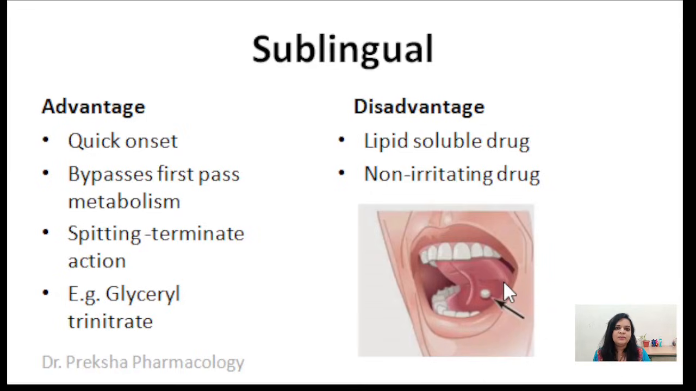And suppose the patient has taken 5 mg of glyceryl trinitrate, 3 mg of the drug is absorbed and 2 mg of the drug is left still here. Now, if the patient has relieved from the pain, then the patient can spit it out to terminate the action of the drug. So that is its biggest advantage. Disadvantage of this route is only lipid soluble and non-irritant drugs you can give by this route. So this was about the sublingual route.